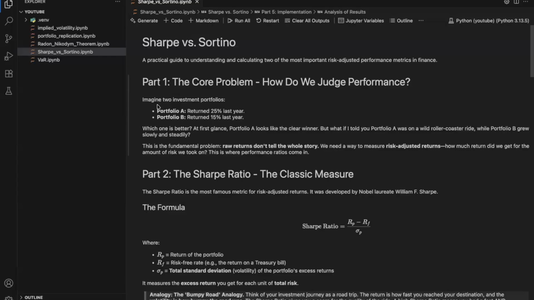This is the fundamental problem. Raw returns don't tell the whole story. We need a way to measure a risk-adjusted return. How much bang did we get for a buck? Or in this case, how much return did we get for the amount of risk we took? This is where performance ratios come in.